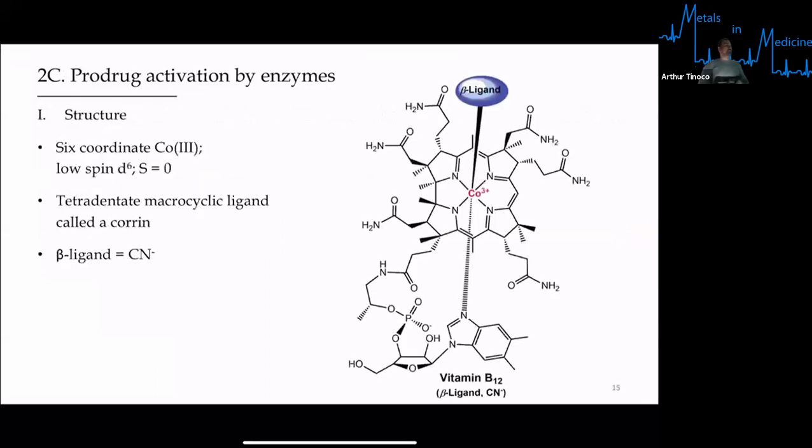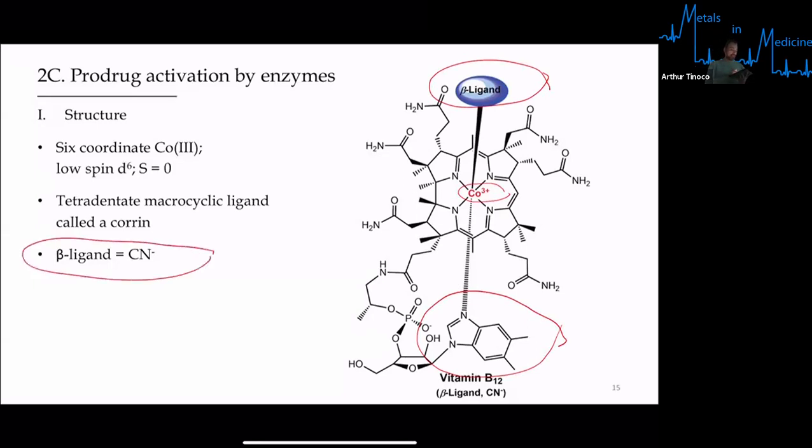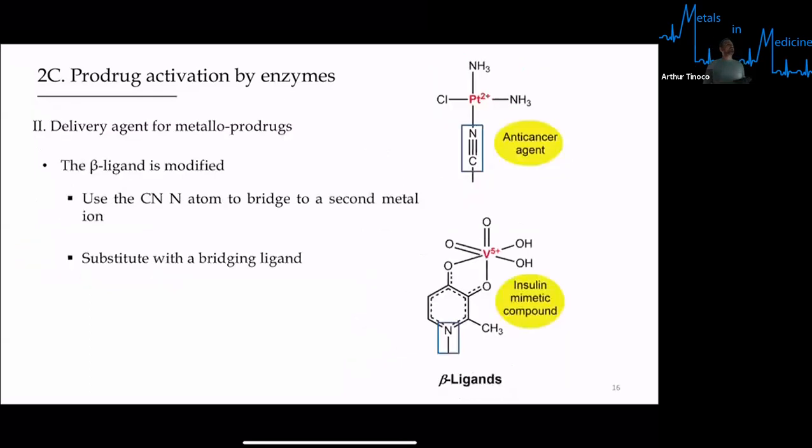All right, let's get a view of the actual compound itself. So here is a cobalt-3 compound, and as you can see, it's surrounded by this, taking advantage of this macrocyclic effect. And in the axial positions, we have something like a nucleotide coordinated, and also this important beta ligand. All right, so just what we already mentioned, 6-coordinated cobalt-3, low spin d6, diamagnetic. And so here, the beta ligand is something that's going to be important in terms of drug design. So you've had a number of people trying to take advantage of the coordination capability of the CN moiety.